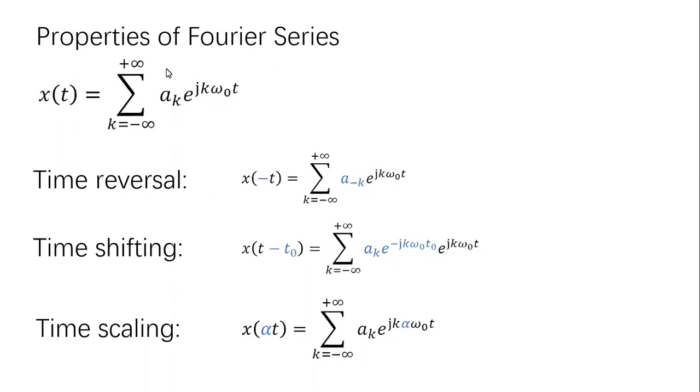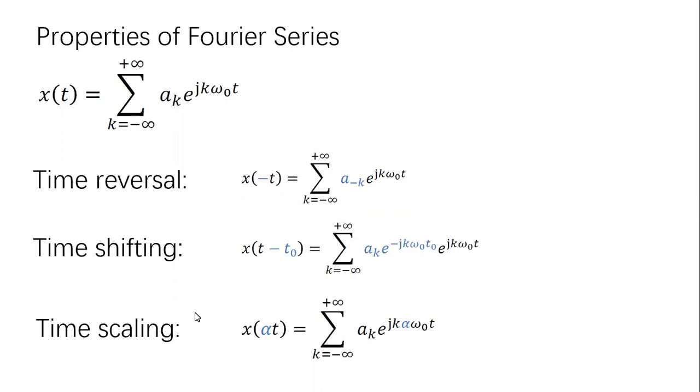The original signal is x of t, and the time reversal of x of t is x of minus t. Its Fourier series is shown here. The exponentials do not change, and the coefficients are changed from ak to a minus k. And the time shifting, x of t minus t zero: the exponentials do not change, and the Fourier series coefficients are changed from ak to ak times exponential minus jk omega zero t zero.